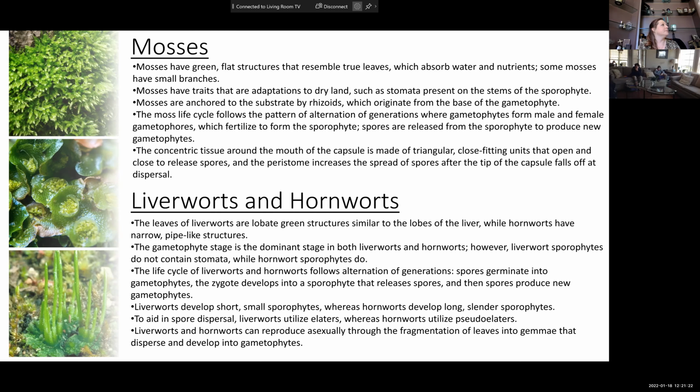Hornworts makes me think of if you didn't get into Hogwarts, you had to go to Hornworts. You had to go to hornworts.